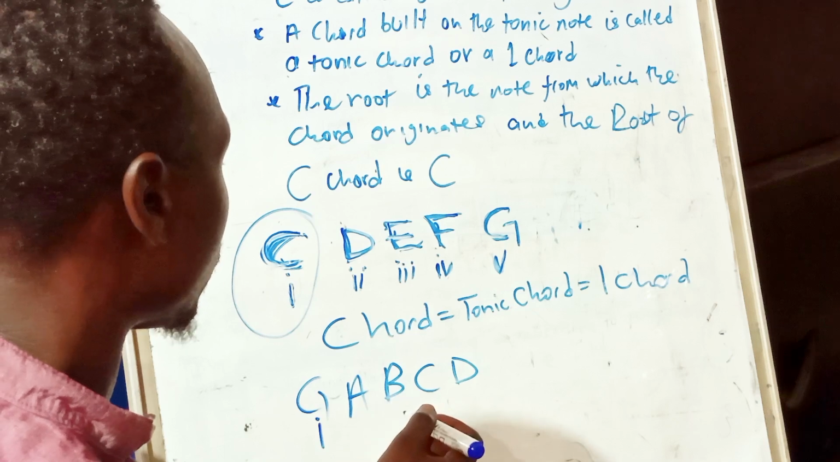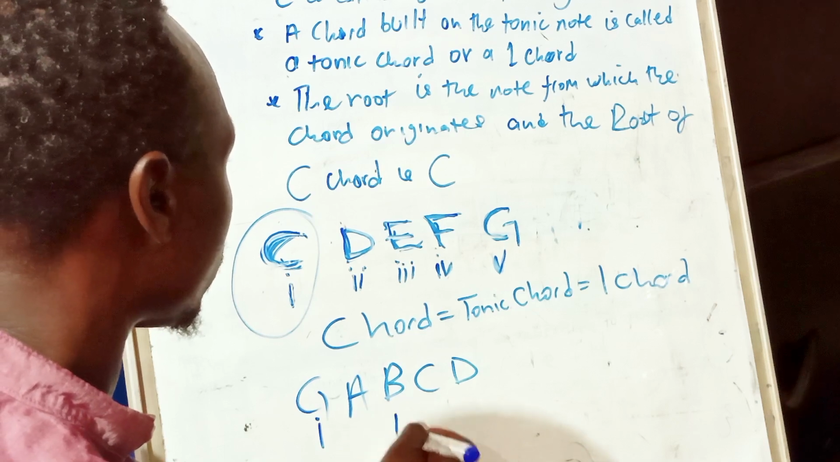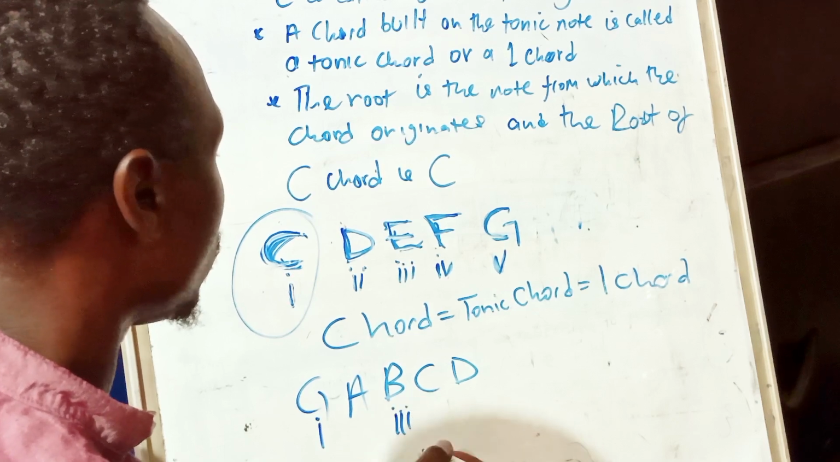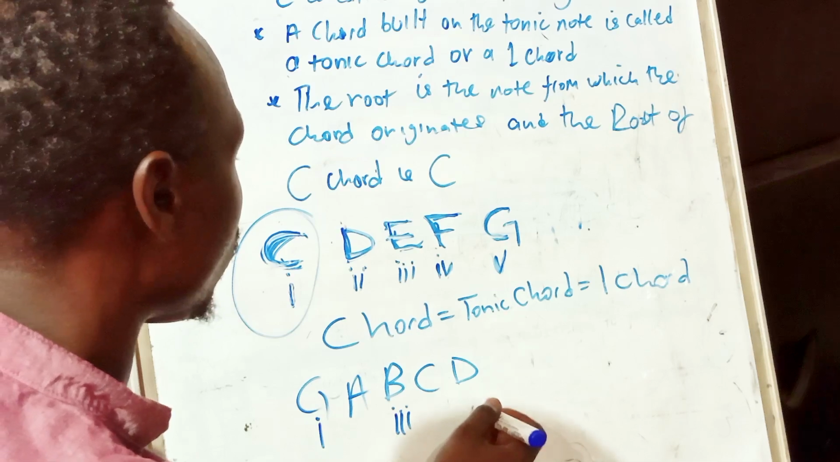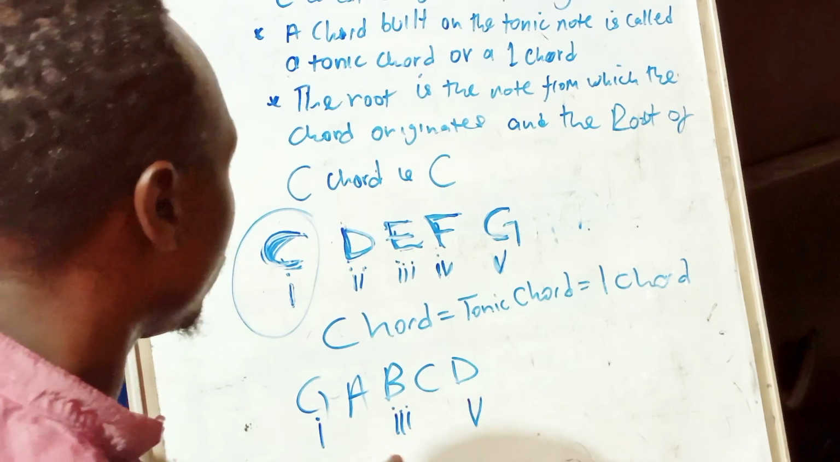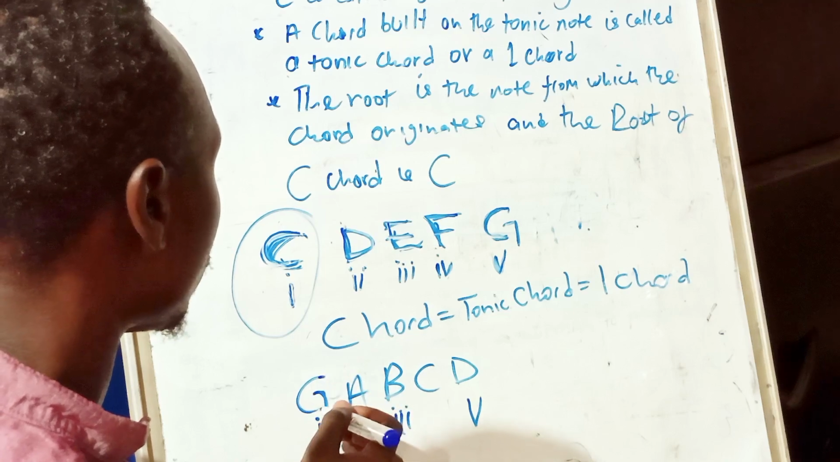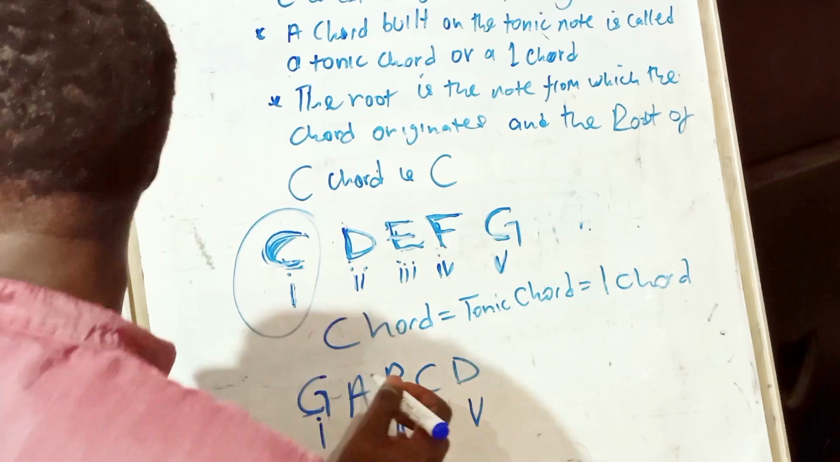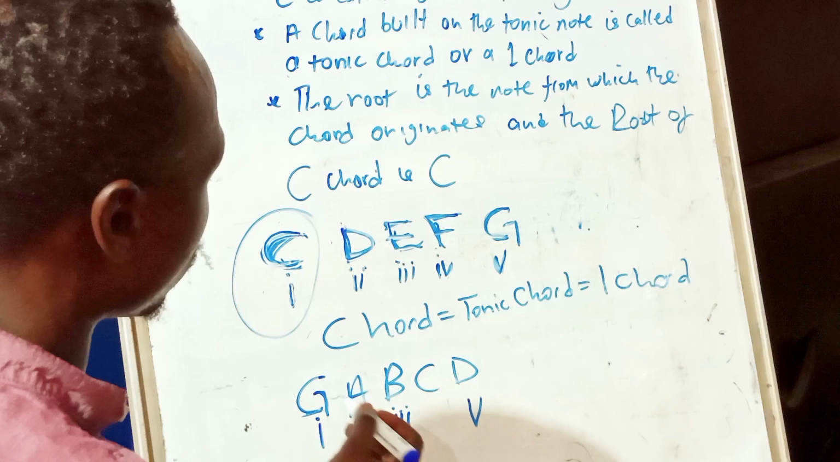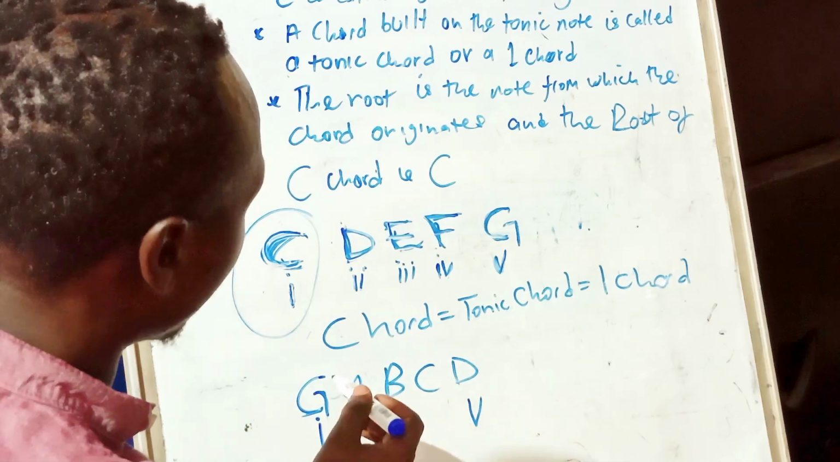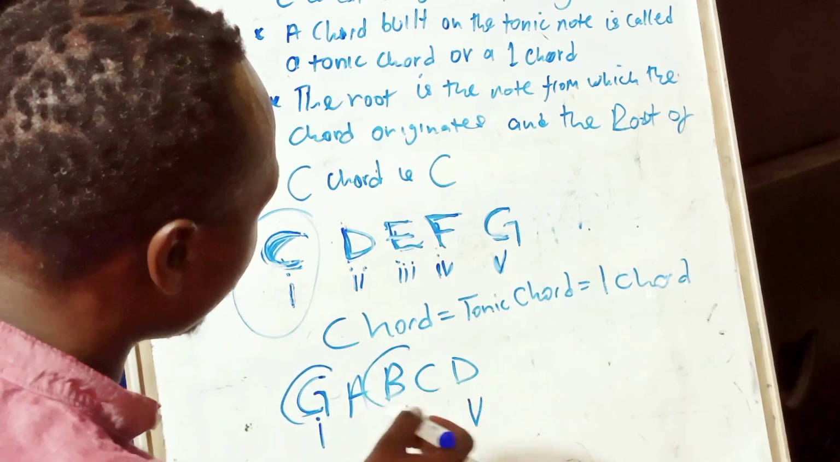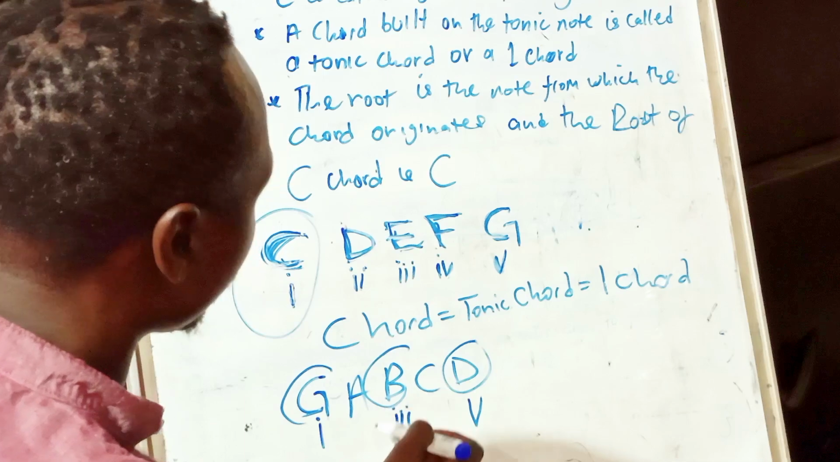Then I will take B, which is on our 3 Roman numeral. Then we take D, which is our 5. Okay? So now, if you look at this, G is our tonic because it's on the 1, the first position. So we pick note G, note B, and note D to form the G chord.